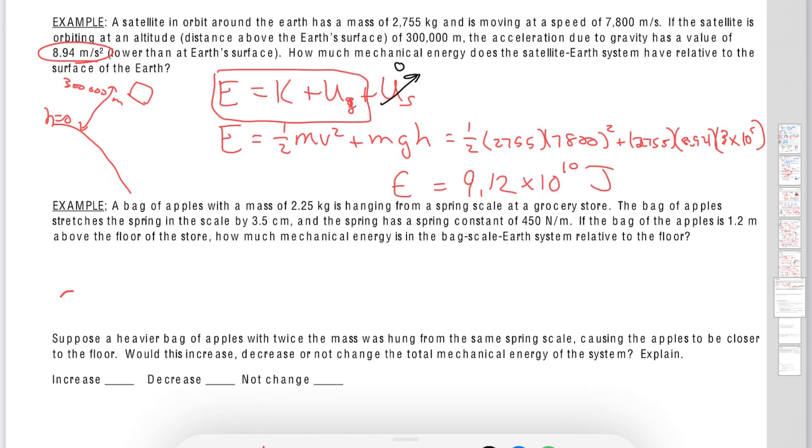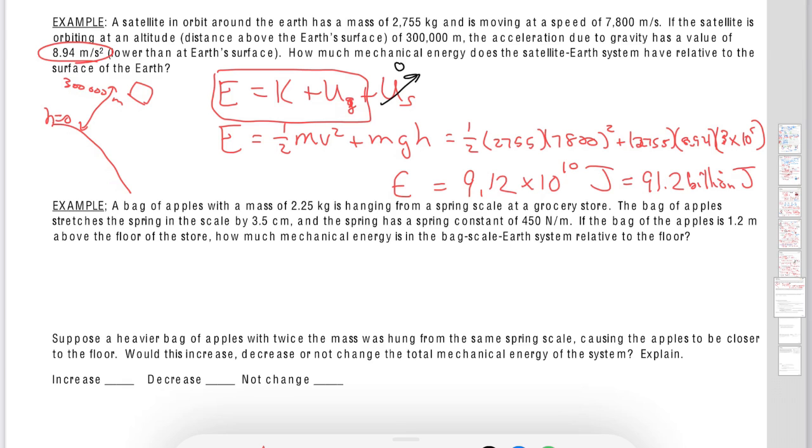So 91.2 billion, right, joules is how much energy this satellite has at that location. Okay. Now, if you lower it, right, it's going to probably have less, right? Lower the same speed, and so forth, right? So if I move that satellite down in orbit to, let's say, 250,000 meters, I'm going to have less energy.